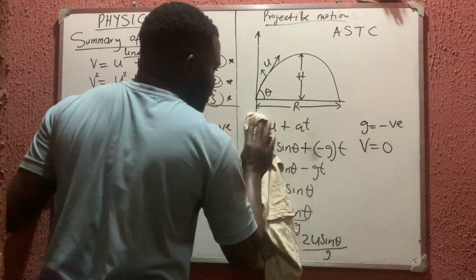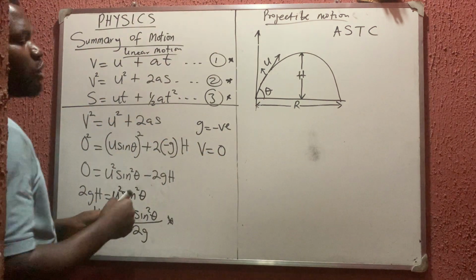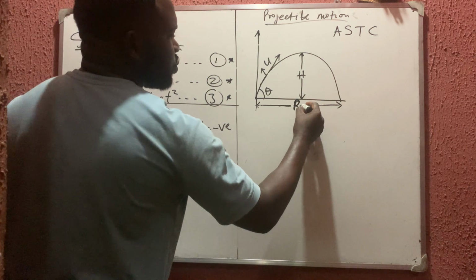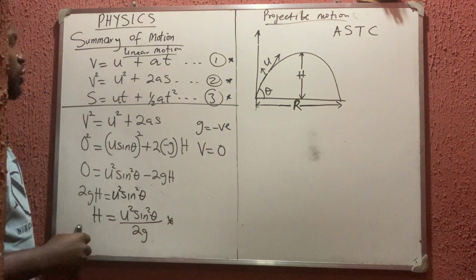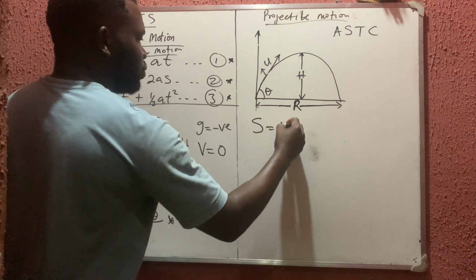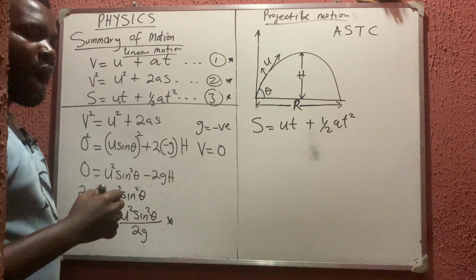Is to get your range. Now to get your range, you should know something. Your range is your horizontal displacement. The horizontal motion is moving horizontally. Now, since it is moving horizontally, and I told you we are using equation 3, we said that s is equal to ut plus half at squared.